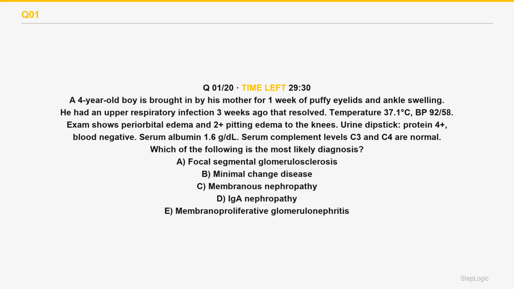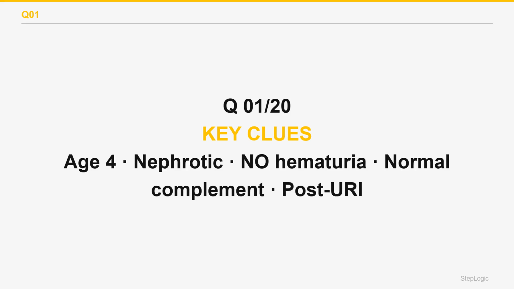Read the command, most likely diagnosis. Now scan the stem. 4-year-old, nephrotic syndrome, massive proteinuria, low albumin, edema, no hematuria, normal complement, post-URI. No hematuria means this is not post-strep GN.